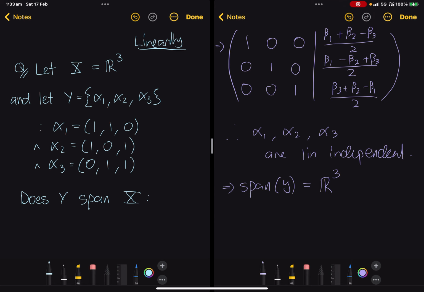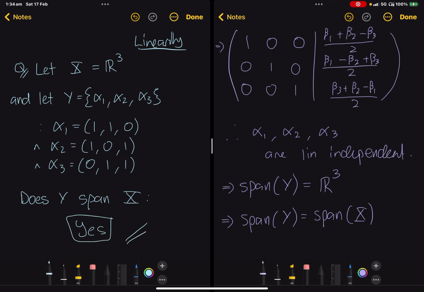We should say that the span of capital Y is equal to R3. Given that the span of capital Y is R3, this implies that the span of capital Y is equal to the span of capital X. So does Y span X? Yes, it does. And this is the answer that we're after in this case.